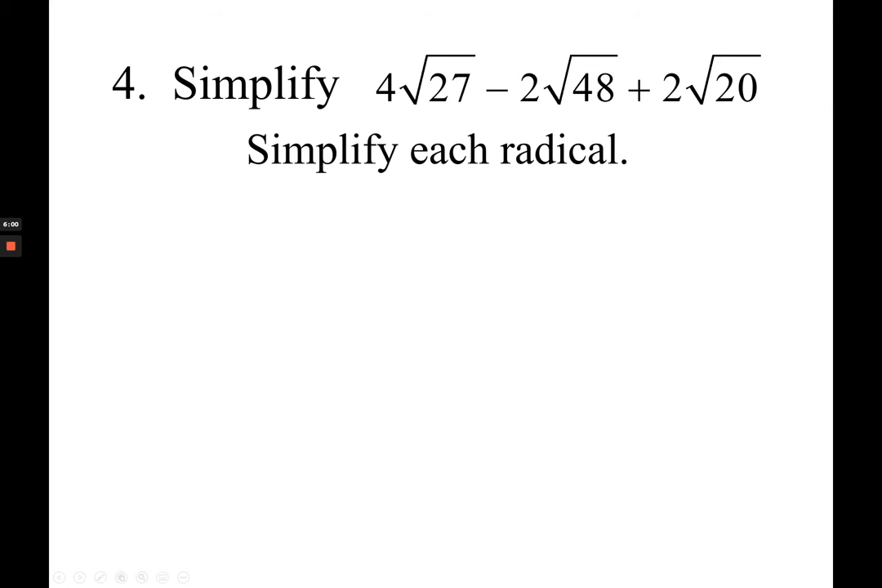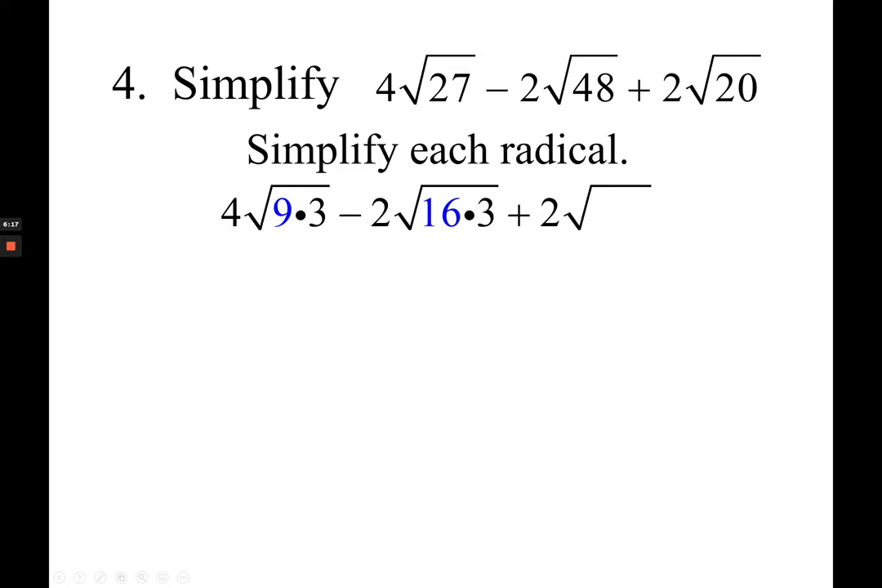So let me show you the template. 27 has factors of 9 times 3, where 9 is a perfect square. 48 is a little tricky. It's actually 16 times 3.